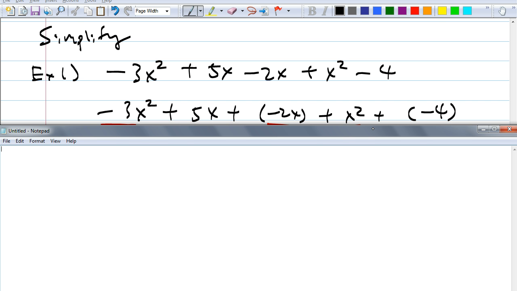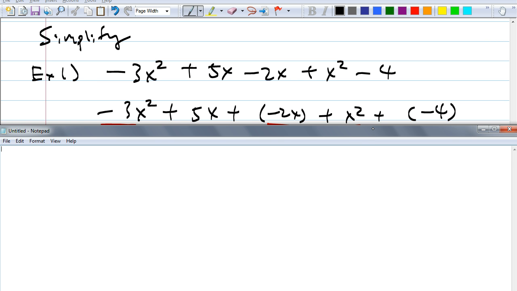Negative 3x squared and x squared are correct. And do you see any other ones? Carly? 5x and negative 2x. Any other? Do you see any other like terms? What about negative 4? It doesn't have any like terms, does it?